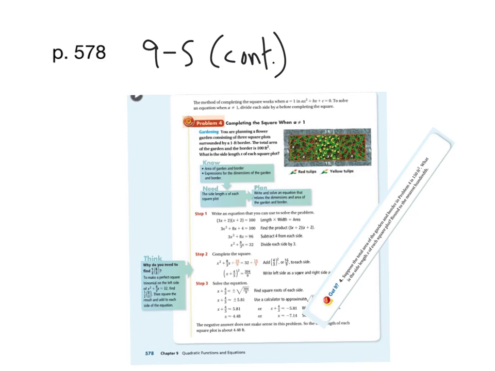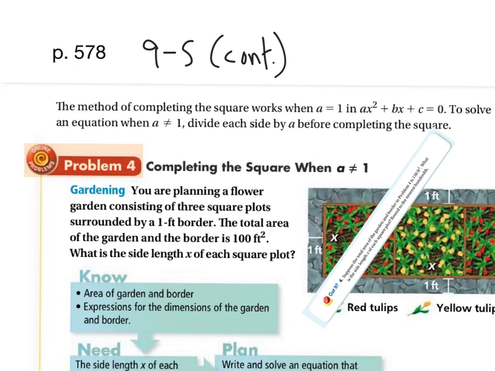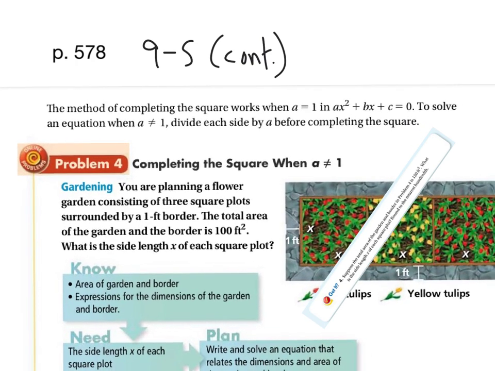Page 578, continuing lesson 9.5 on completing the square. Right above problem 4, it mentions the method of completing the square works when a equals 1 in ax squared plus bx plus c equals 0. To solve an equation when a is not equal to 1, divide each side by a before completing the square. So think back to what we looked at in the previous part of this section.